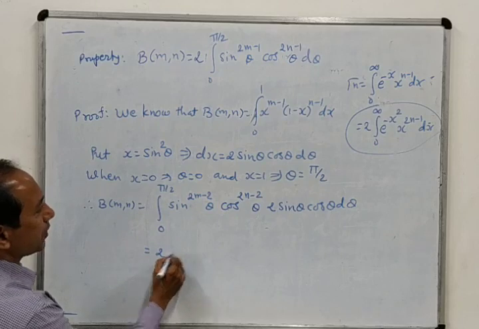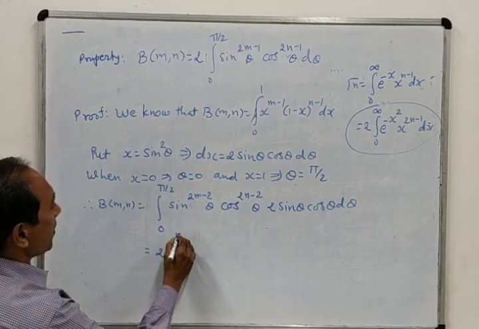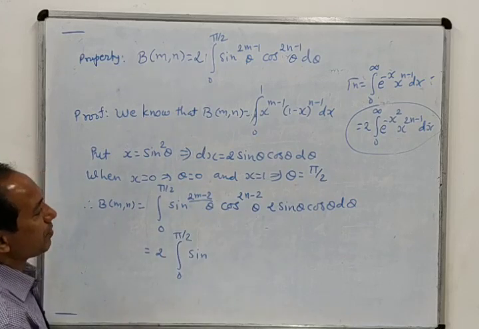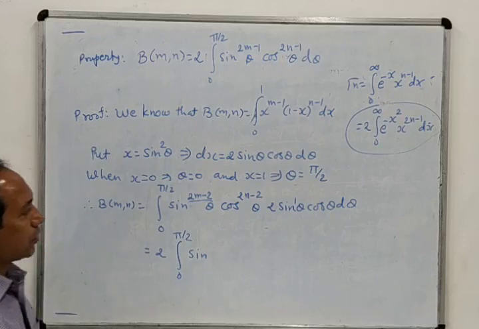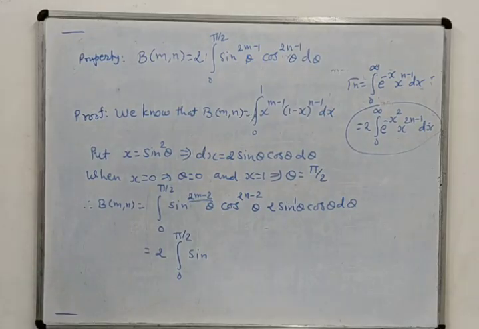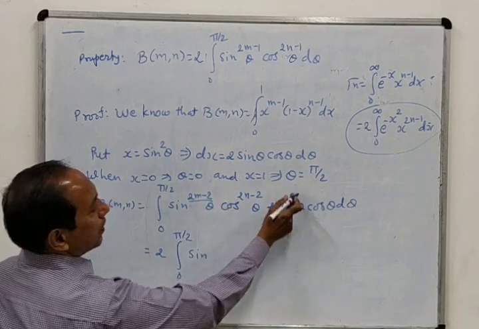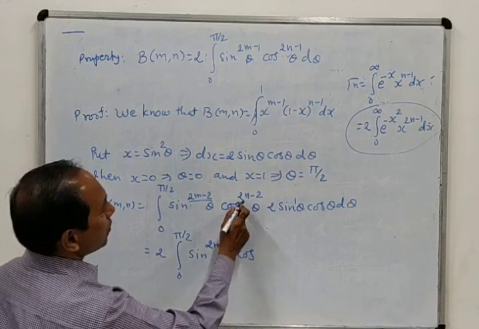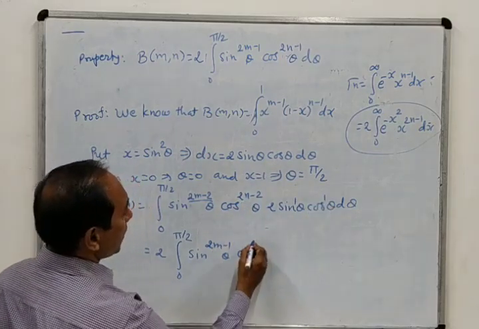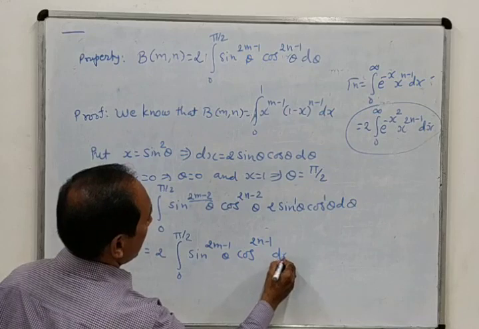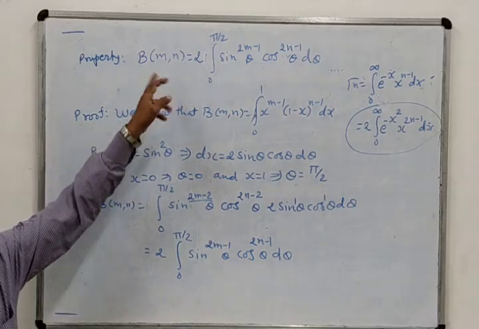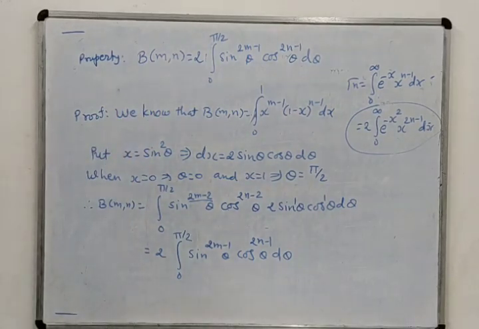From this we take 2 common. Then we have 0 to pi by 2 sine raised to, here the power is 2m minus 2 and here the power is 1, so 2m minus 2 plus 1, which is 2m minus 1. Similarly, cos raised to 2n minus 2 and the power of cos here is 1, so this is 2n minus 1 theta. So you can see that the result has been derived, and it is a very simple derivation.